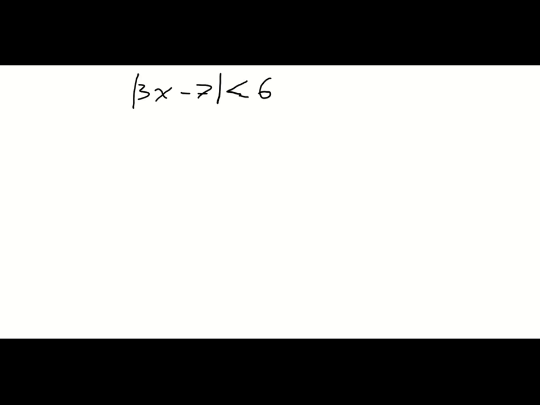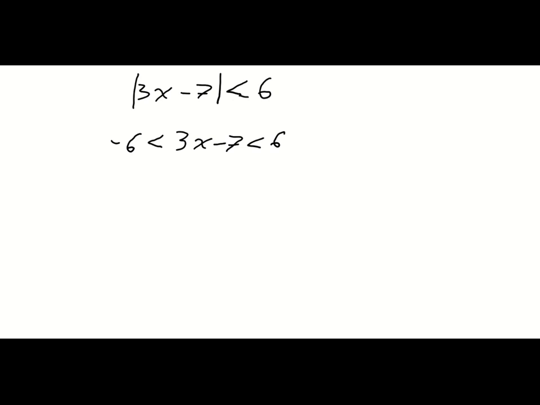To solve the absolute value of 3x minus 7 is less than 6. So if we have a less than and an absolute value, we're going to start with the opposite of the number we're comparing. So 6 becomes negative 6. We keep that less than symbol. We write what's inside the absolute values, 3x minus 7. And then we keep the less than 6 just as it is in the original.